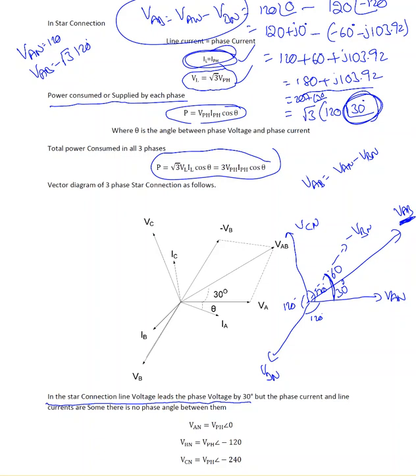Based on the type of load, whether it is a lagging or leading power factor, say for example lagging power factor, this is my IA. Based on the phase angle, whatever that cos theta is, that's the theta phase angle between VPH and IPH.